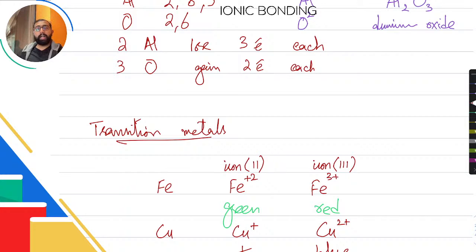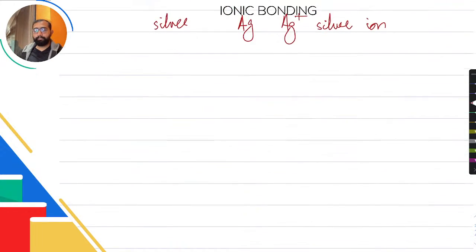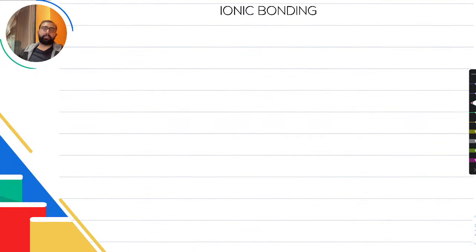So here's the thing. Ionic compounds are part of something that is very similar to what we studied in metals. In metals, we used the word lattice. We said that there's a lattice of cations and there's so many electrons floating around. There's a sea of electrons. Now, in the case of ionic compounds, we also have a lattice, and this lattice is called ionic bond.